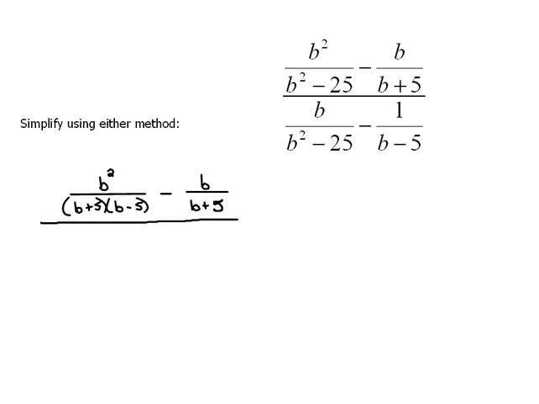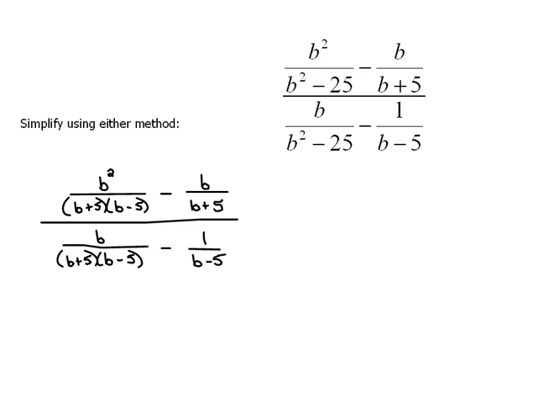Over. Now here on bottom, our first fraction again needs to be completely factored. So I'm going to write this as b over b plus 5 times b minus 5. And then our second fraction on bottom is completely factored already, so we don't have to, oops, that should be a minus, so we don't have to do anything there.